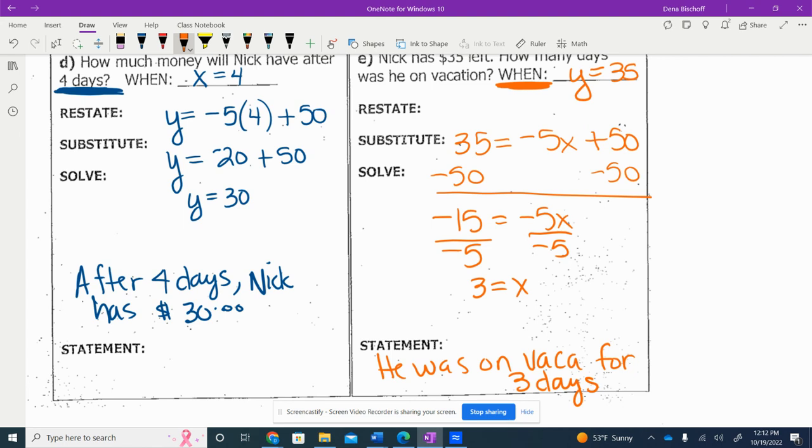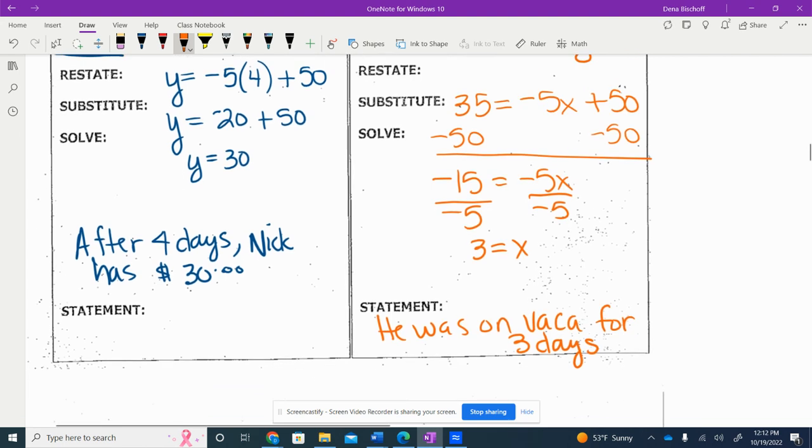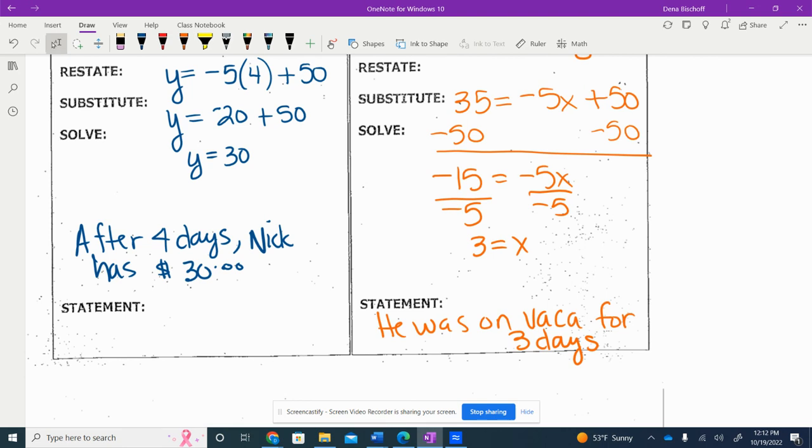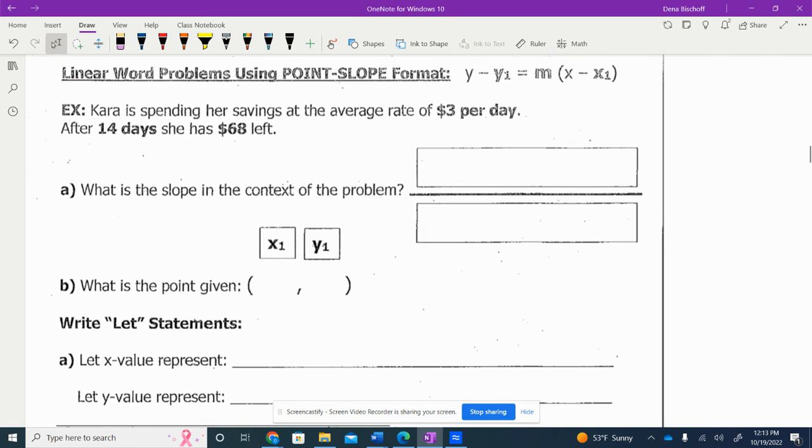I think we have one more example like this. Everybody ready, or are we still writing this down? You're good? Okay. All right.